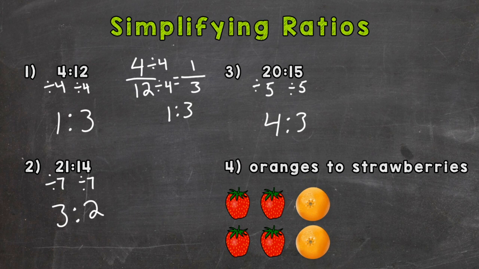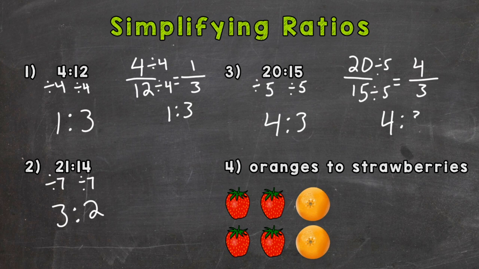Or again, like we did in number 1, if you want to set it up in fractional form and simplify, that is perfectly fine, and we get the same answer. It's just in fractional form, so we can always convert it back to whatever form you need to put it in. And then number 4, we're going from a picture, oranges to strawberries.